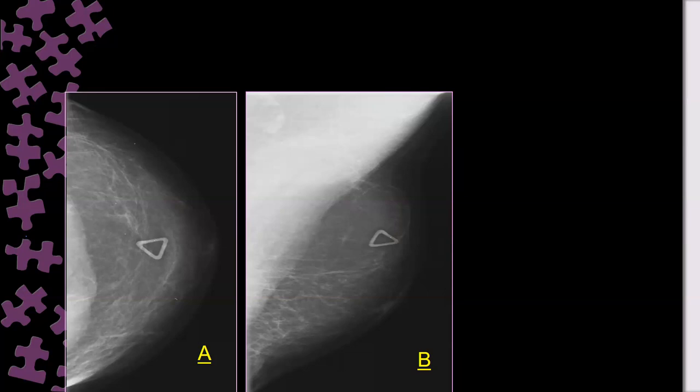But why can you see this type of structure? What does it indicate? What do you call it? A marker. Put a marker. Marker where? At which location do we put it? Inside where they feel the abnormality, but they don't see it in the mammogram. We fix it where?